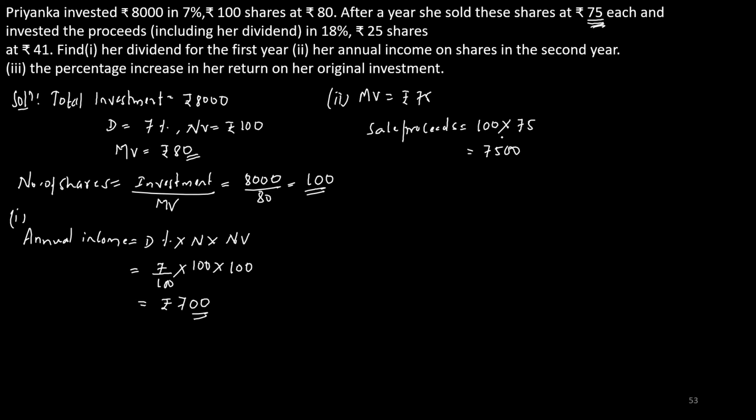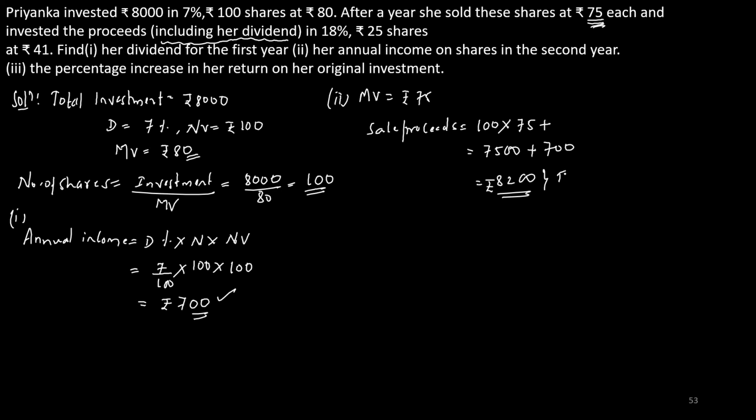Now, this sale proceeds includes her dividend in the first case also. So how much are you going to get? That is 8,200 rupees, nothing but her sale proceeds. Are you getting it, children? This is because it has clearly been given to you, including her dividend. We have got the dividend as 700 rupees, and that should also be included. That becomes her sale proceeds.